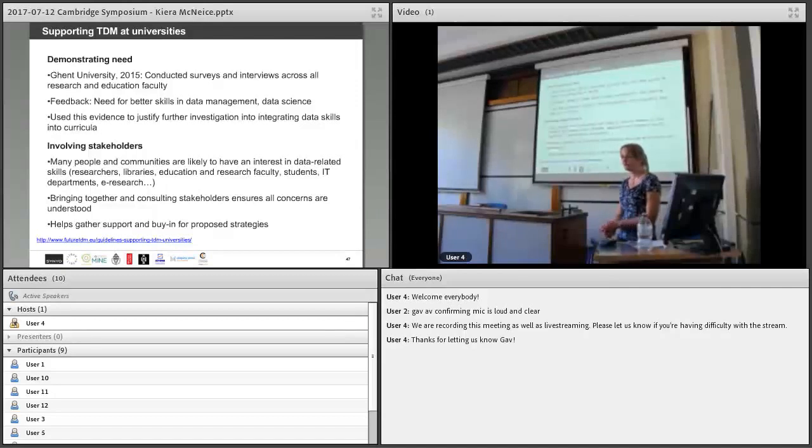Involving stakeholders is another really key thing. There are a lot of people who have vested interests around the use of big data and how data is shared and reused. So, I mean, researchers, libraries, education research faculty, students, IT, other support services. If you get all of these people talking to each other in a room, trying to make sure that everyone feels like their views are being heard, their needs are being respected, this is a really crucial step to making sure that you have buy-in from the whole community about supporting text and data mining in universities.